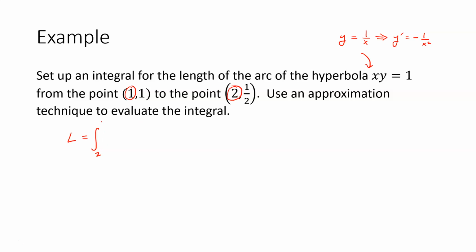So from 1 to 2, the square root of 1 plus our y prime here, which was negative 1 over x squared, squared. Simplifying this, I have 1 plus 1 over x to the 4th.